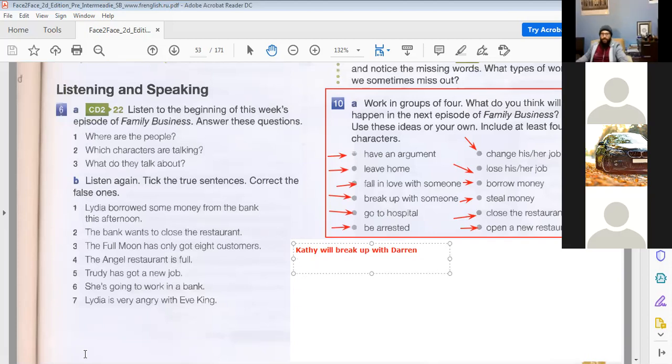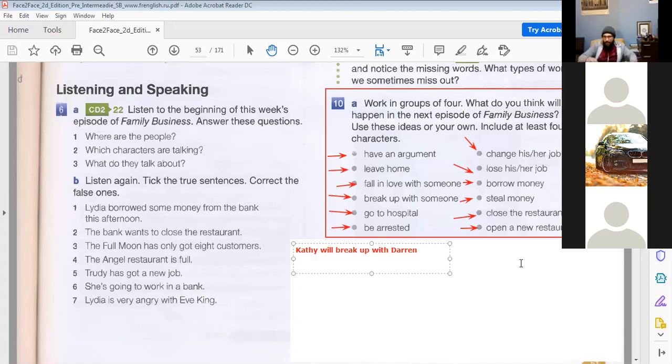Let's see. So, Rashid, what do you think will happen in the next episode? What about the Angel restaurant? And what about Eve King? Do you think she will call the police maybe? Or do you think maybe she got burned? Do you think, what do you think will happen? Selma, any ideas about the next episode? Maybe Kathy will leave home. Maybe Kathy will leave home?